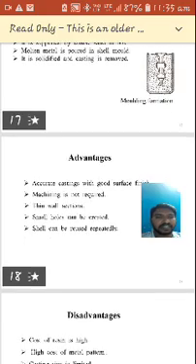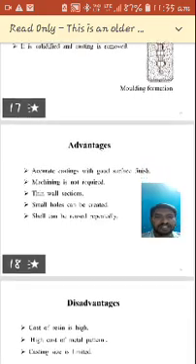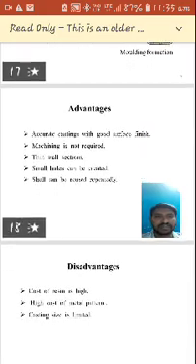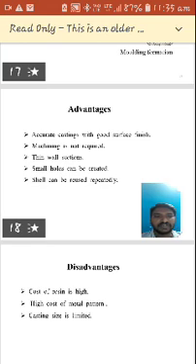Here we have advantages. What are the advantages we have? Accurate casting with good surface finish.